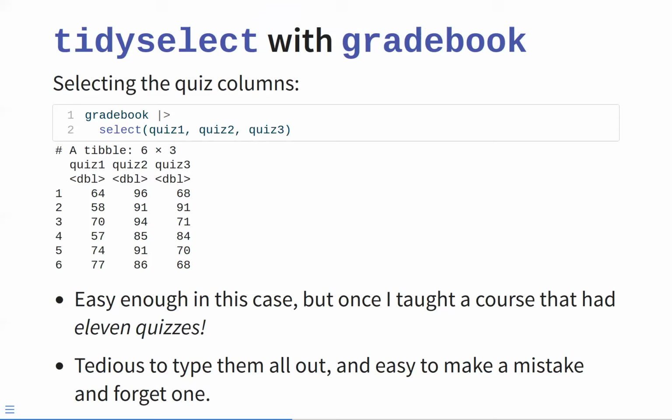Now that was easy enough, but a while back I taught a course that had 11 quizzes. And it would have been really tedious to type out quiz 1, quiz 2, all the way up to quiz 11. It also might have been really easy to accidentally forget one. So suppose I wanted to compute the average grade on all the quizzes, and suppose I left out quiz 9. That wouldn't be very good. Turns out there's a better way to do this using tidyselect.